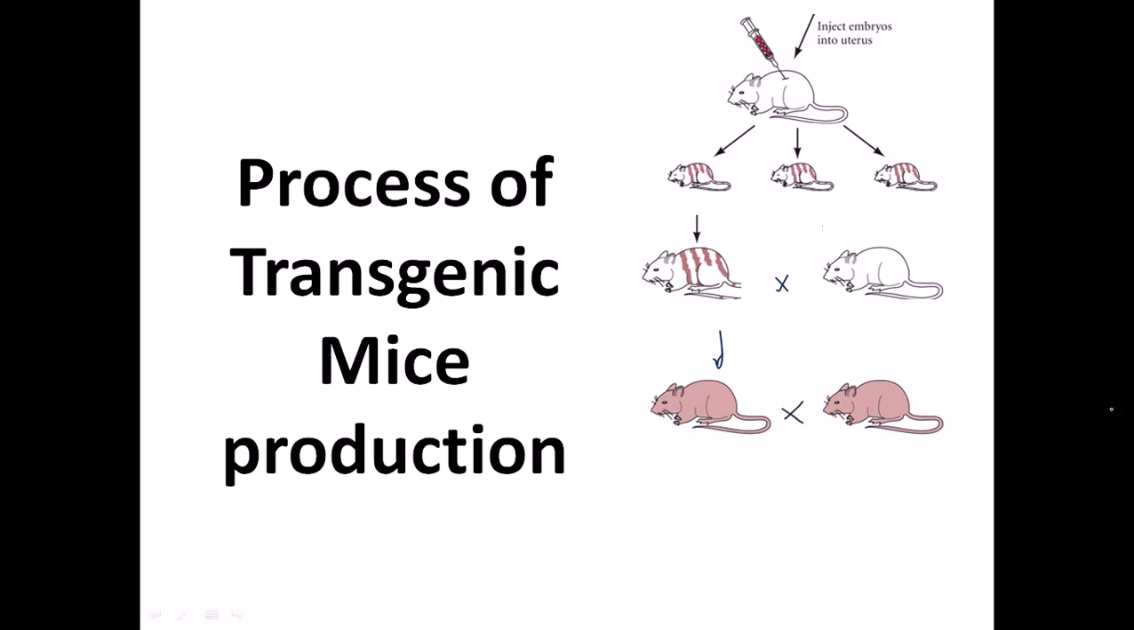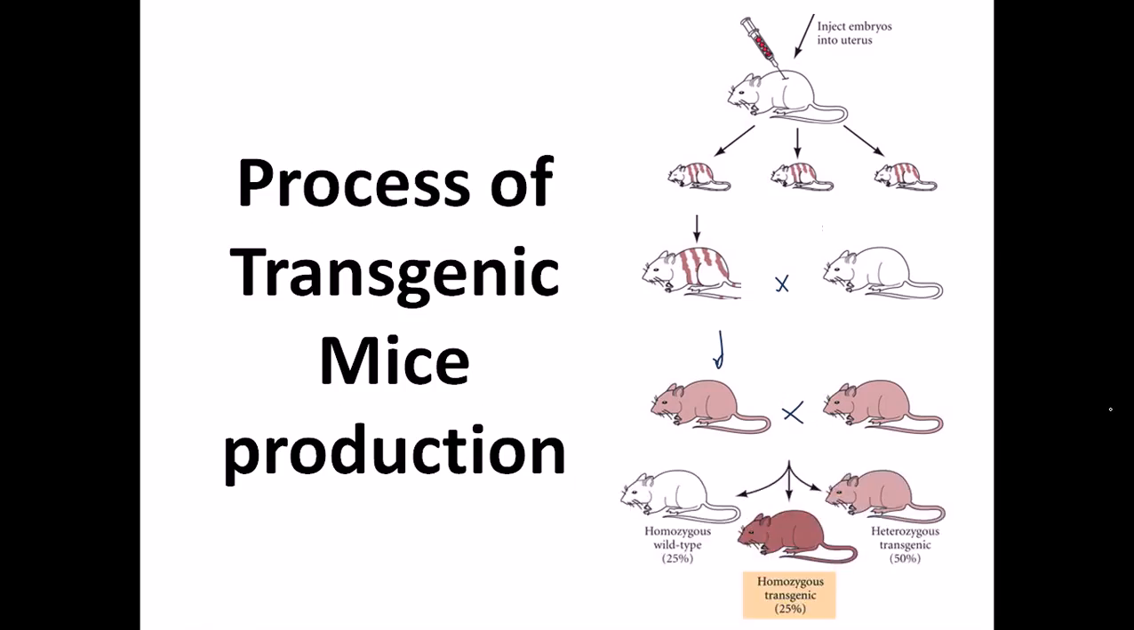After this cross between two heterozygous mice, what can we expect? Using the common idea of Mendelian genetics, we know that if two heterozygous organisms are crossed, there is a possibility of developing a homozygous. So we generate three different possibilities. One is a homozygous wild type mouse, with a possibility of 25%. The second is a homozygous transgenic mouse, also with a possibility of 25%. And the maximum chance is for the heterozygous transgenic mouse, at 50%.